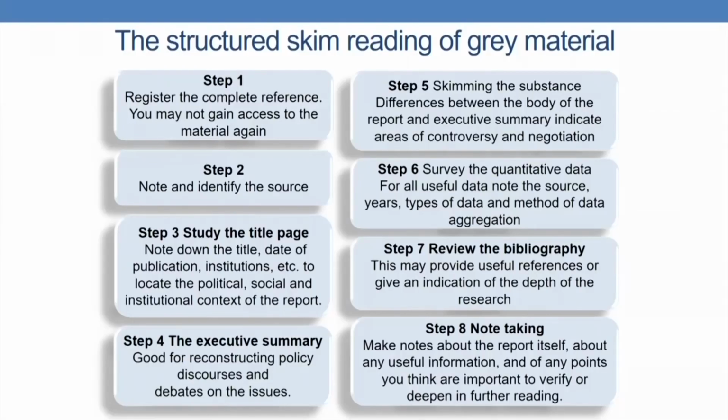So, the institutional identity of the source, the identity of the researchers, the identity of those who paid for the study and their interests, and what the institutional constraints in carrying out research are is also extremely important. And this is what is referred to as grey material. There are a number of steps involved when we are trying to skim through the grey material that is available to us, guided by institutional discourses. One of the first steps is to register the complete reference. We may not gain access to the material again. Step 2 is to note and identify the source.